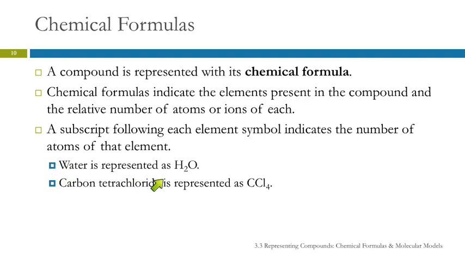So water has the formula H2O. So hydrogen, there's 2 hydrogen atoms, and oxygen. We don't write the 1 after that because it's not really necessary. If it was another number like 3, we'd write the 3. If there were 0 oxygens, then we wouldn't write the O at all. So we tend to leave out the 1s.